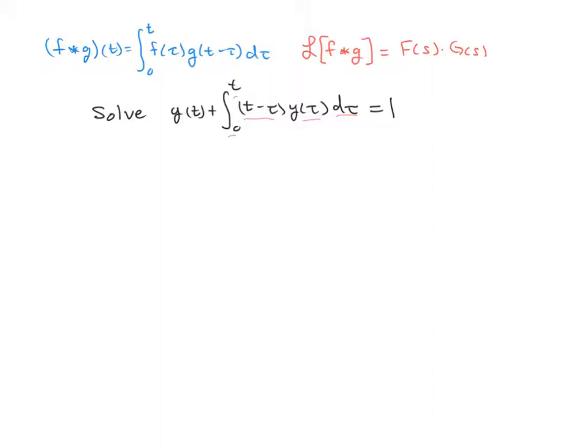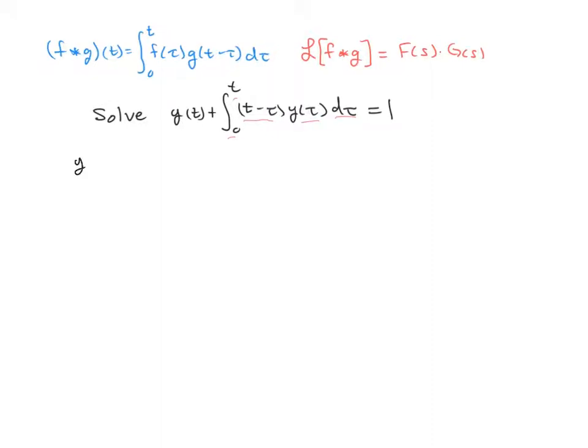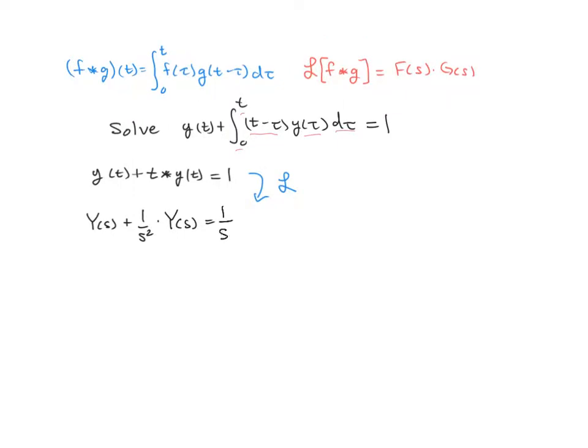So this y of t is being added to the convolution of the function t with the function y of t, and that result is equal to 1. We can now take Laplace transforms of this equation, and when we do that, we end up with big Y of s plus the Laplace transform of t, which is 1 over s squared, times the Laplace transform of y, which is big Y of s, equals the Laplace transform of 1, which is 1 over s.